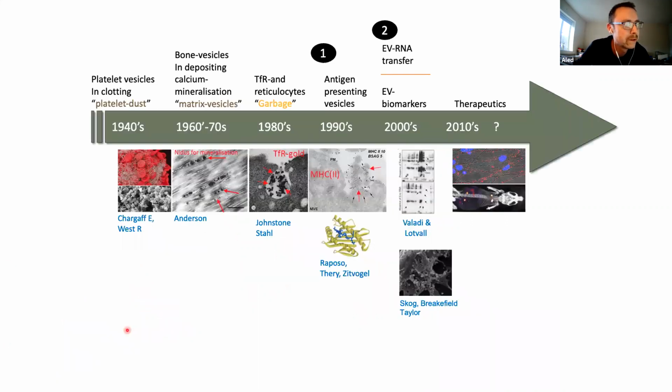So people who've only just heard of these things think that they are newly discovered entities. And I get really pompous and on my high horse and say, well, actually, no. We've known about the existence of vesicular things for a long time. So the first reports of these things were way back in the 1940s. This famous paper by West and Chargaff described what they termed platelet dust. So stuff that comes out of platelets, they accelerate the coagulation cascade and help clotting.